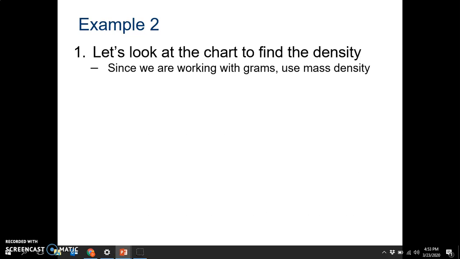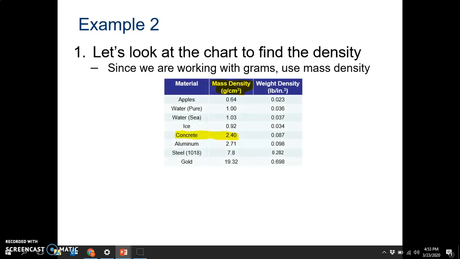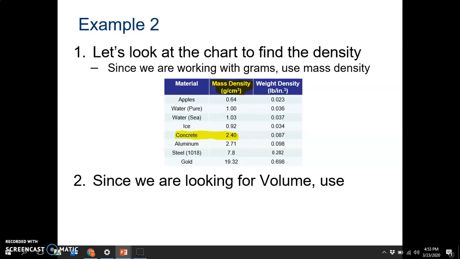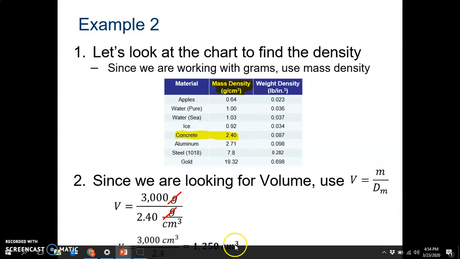We'll look at the density chart. We are working with grams, so that should tell you mass density. So I have 2.4 grams per cubic centimeter. We'll use this formula because we are looking for volume. I'm going to take my mass and divide it by the density. Grams cancels out, centimeters will come to the top, and I am left with 1,250 cubic centimeters as my final answer.